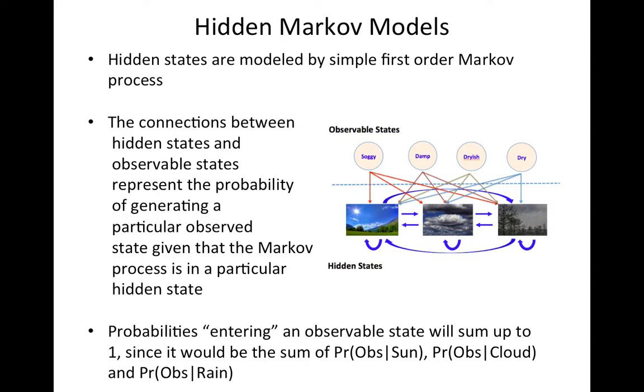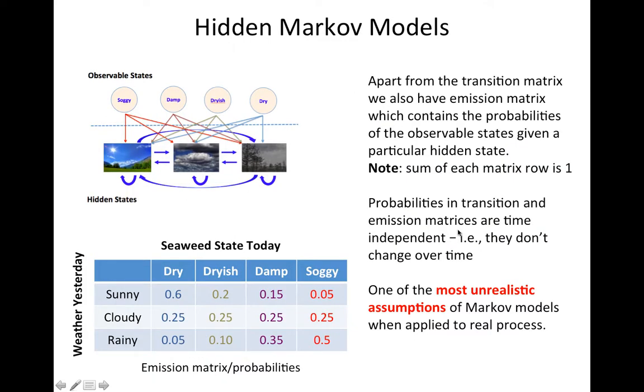Okay, so the hidden states are modeled by a simple first order Markov process, and the connections between the hidden state and observable state represent the probability. Okay, so all these are probabilities. We have to think of it as a probability, and the probabilities entering an observable state will sum up to 1, right? Because if you are having an observation, it could be sunny or cloudy, or there will be a probability of rain. So the total of these things should sum up to 1. Okay, so that's the key constraint for the Markov models.